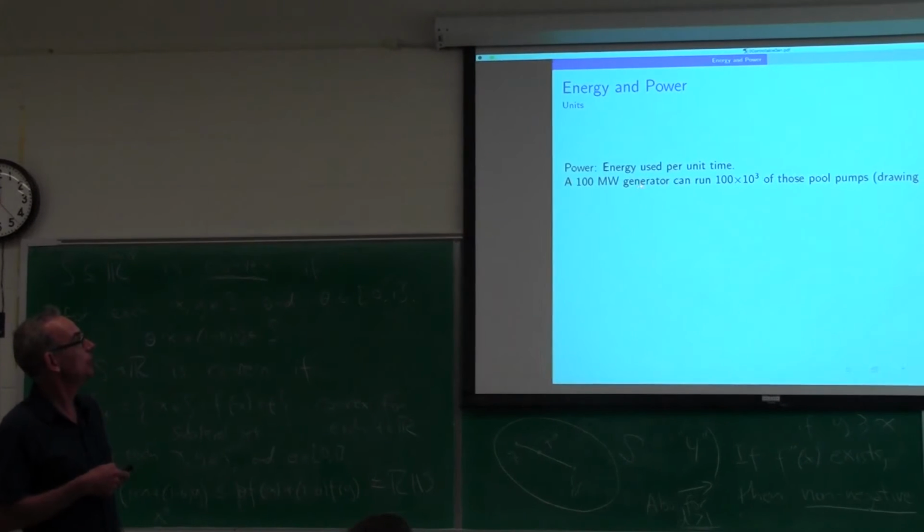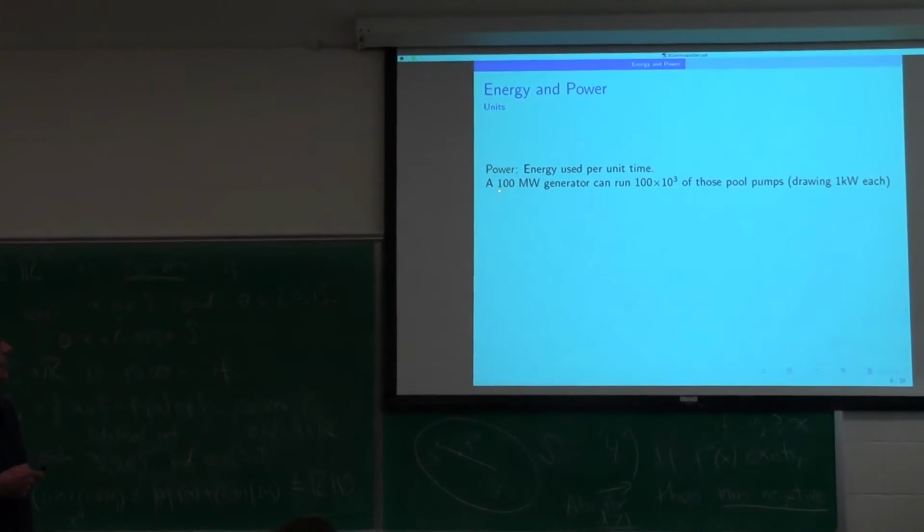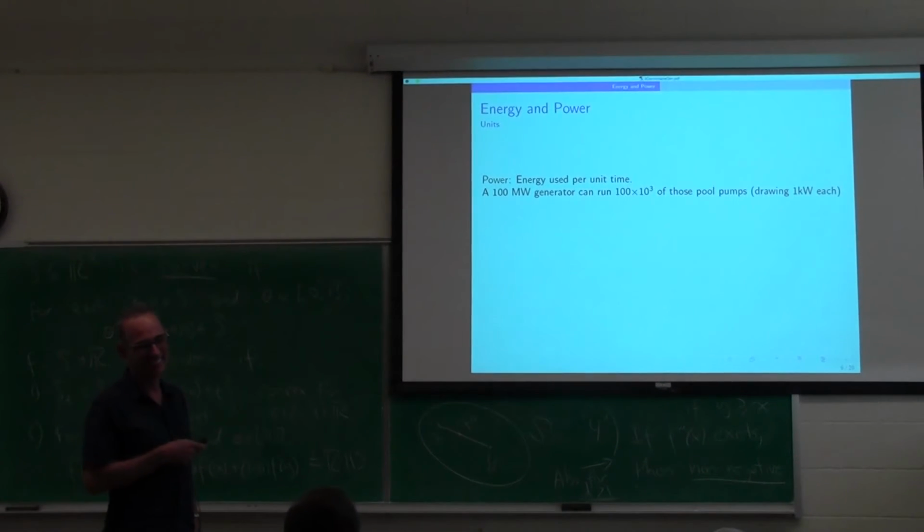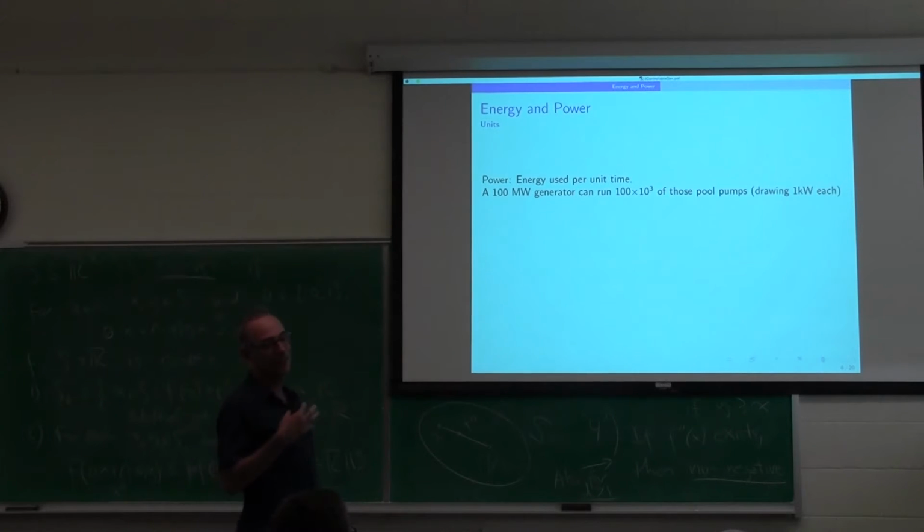We all know that, but we still screw up, even though we know that. So I get a 100 megawatt generator. That's 100,000 kilowatts. So it can run 100,000 of these pool pumps, because the pool pumps are 1 kilowatt devices. So they consume 1 kilowatt per hour. You multiply that by 100,000, you get 100 megawatts. So 100 megawatts can power 100,000 pools.